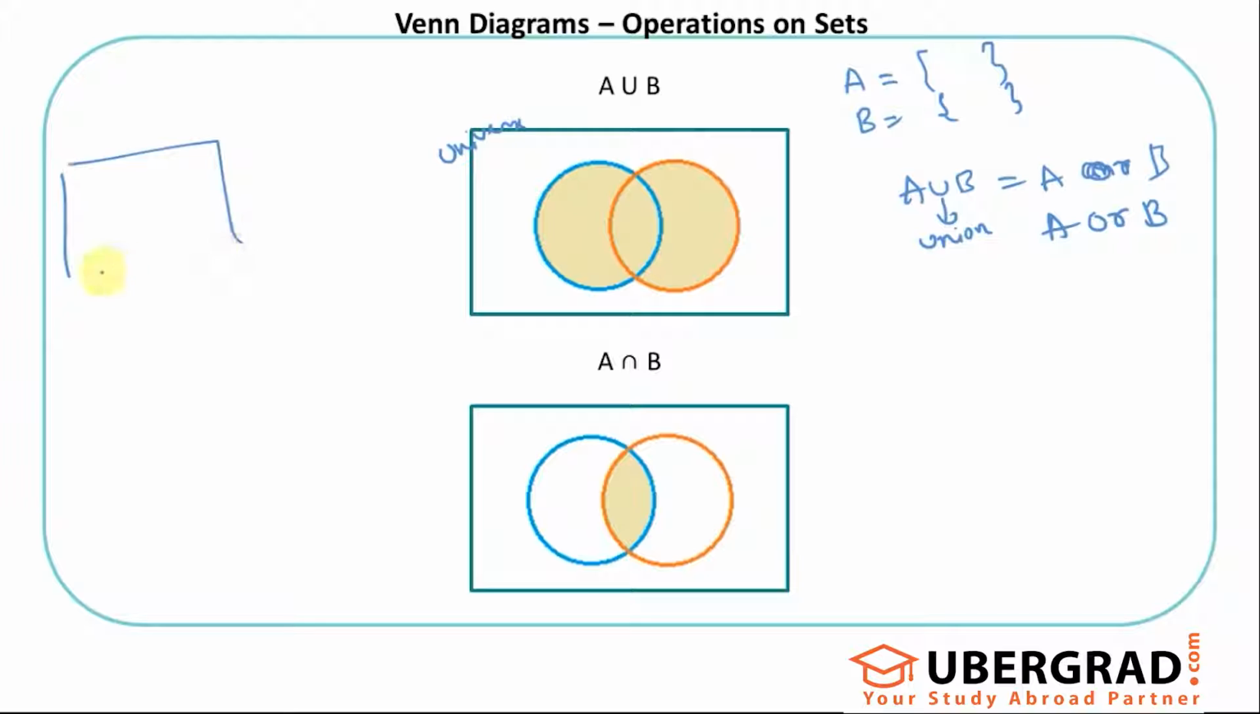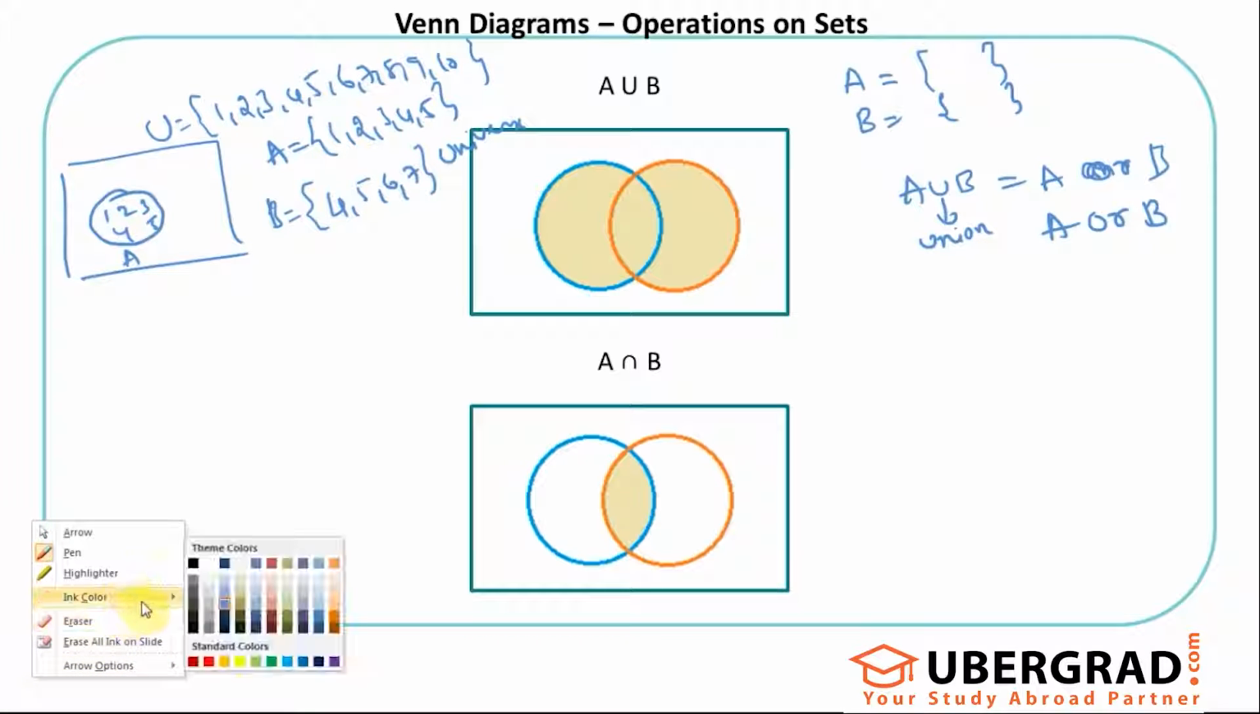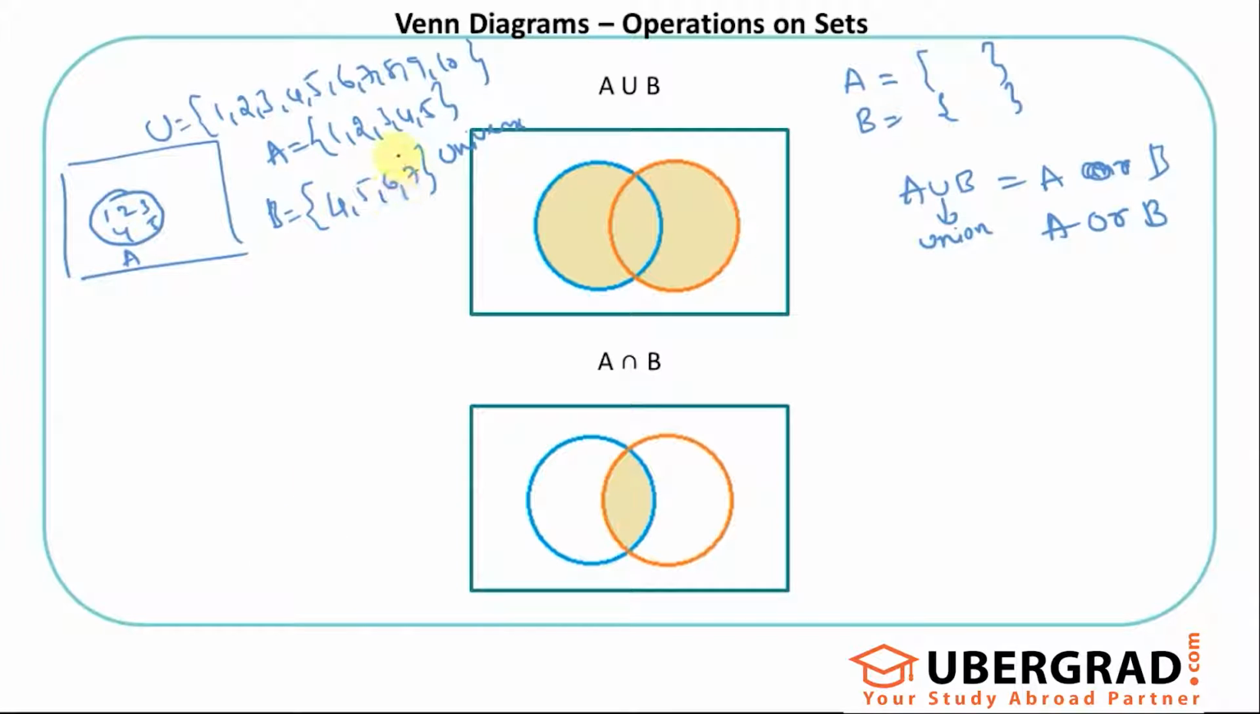So if this is the entire universe, let's say the universe is defined as numbers from 1 to 10. Let's define set A, which is 1, 2, 3, 4 and 5. So 5 elements are there in set A, which is part of this universe, but not every element of the universe. I picture this set A with 1, 2, 3, 4 and 5. Let's say there's one more set B, defined as 4, 5, 6 and 7. So I'm defining another set B, which has 4 elements, 4, 5, 6, 7.